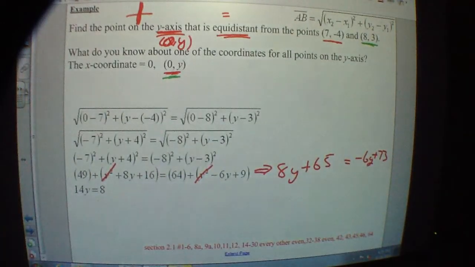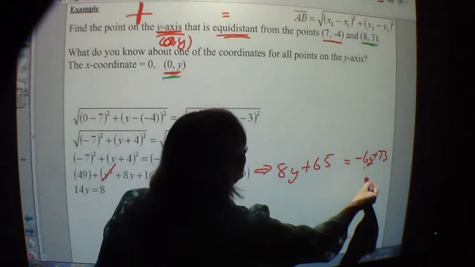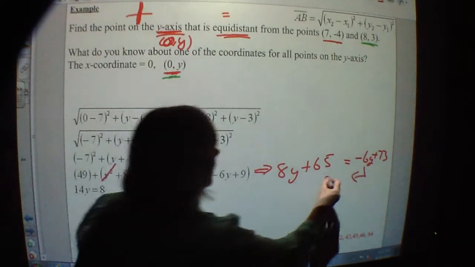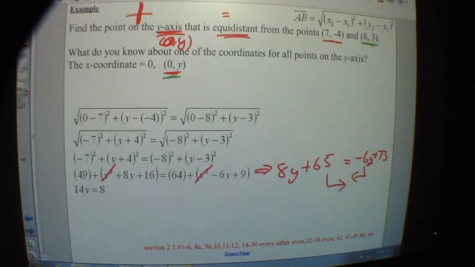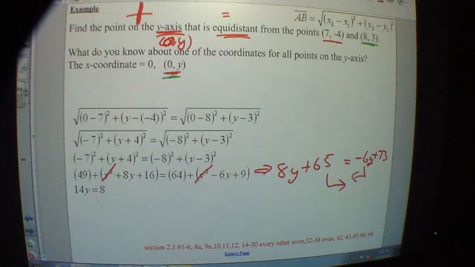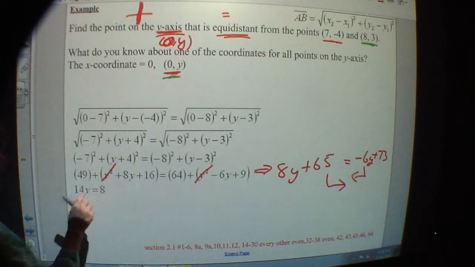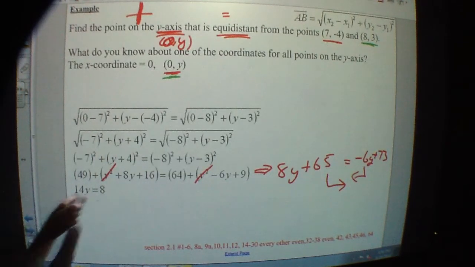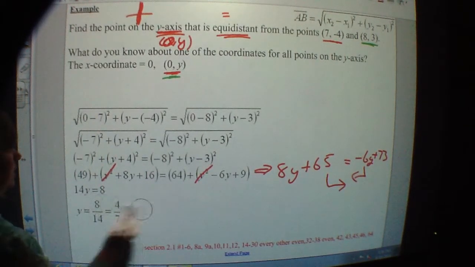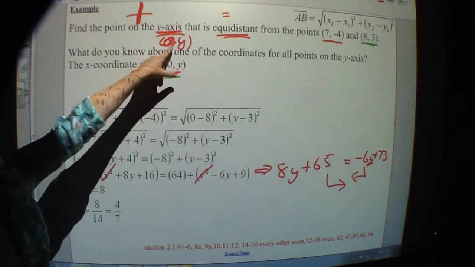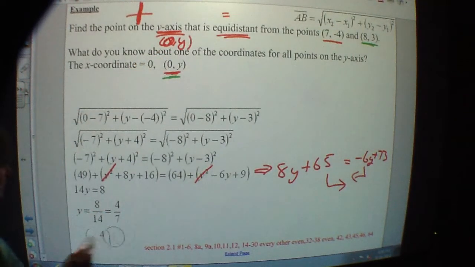I'm going to move that over by adding 6y, so that's how I get 14y. I'm going to move this over by subtracting 65 from 73, and that's where I get 8. Divide each side by 14, and you have y is equal to 8 over 14. Reduce that, you'll get 4 over 7. And so now it asks, find the point on the y-axis. The point on the y-axis would be 0, comma, 4 sevenths.